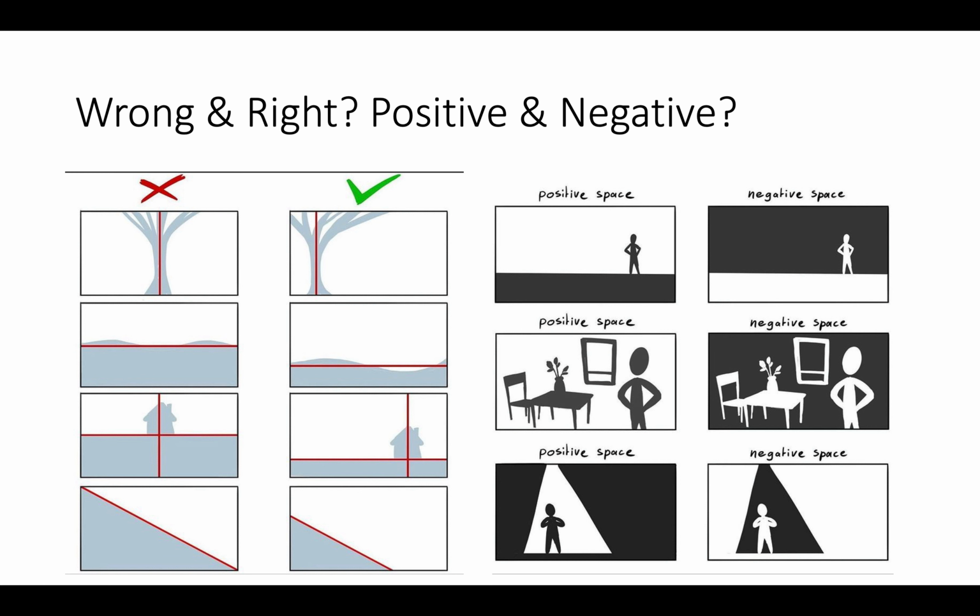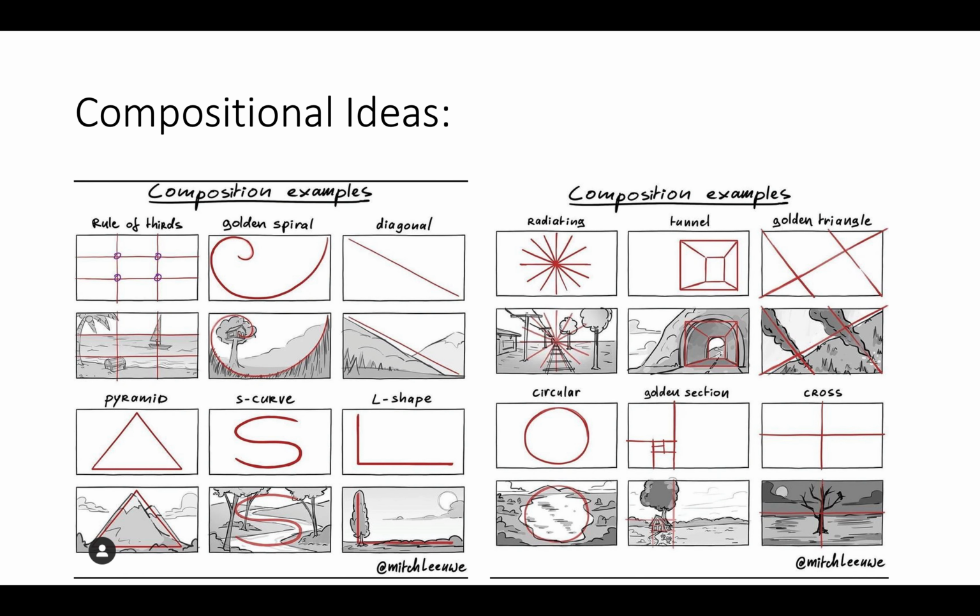And you can have more or less negative space in a composition, and it conveys different meanings depending on how much positive and negative space you have. So think about that when you're framing and when you're also picking locations. Some great compositional ideas here. So this is Mitch Liu, who is an animator, did these ones as well. So check Mitch Liu out on Instagram if you're interested in finding out more.